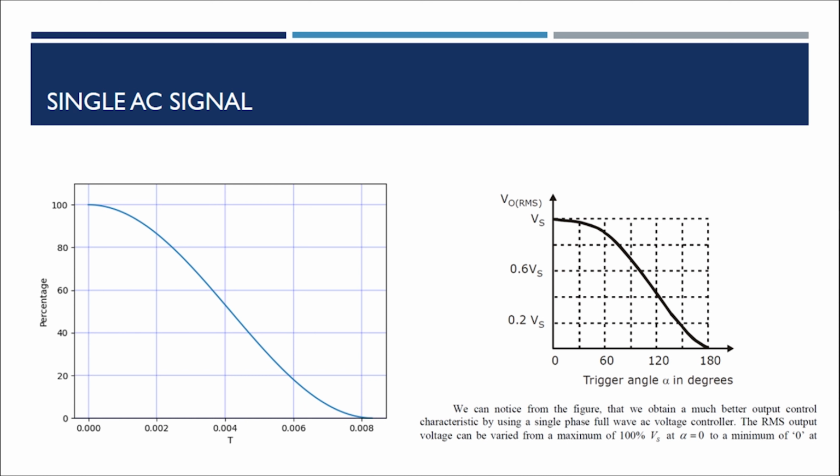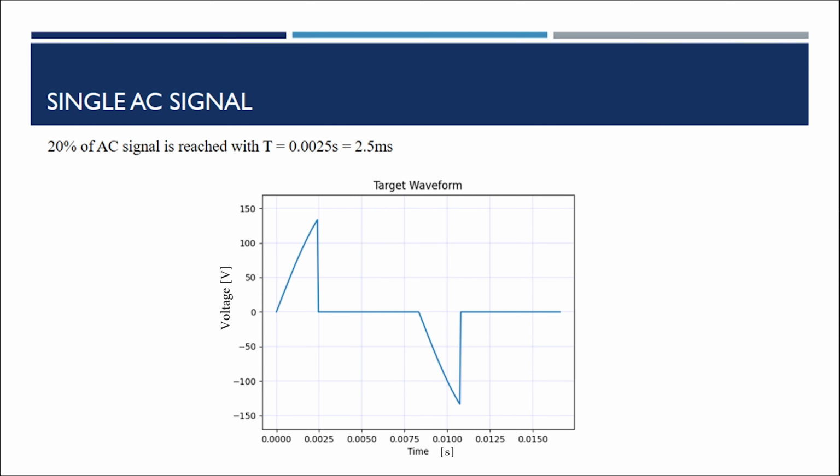I have created a Python script to simulate how the AC waveform would look like for a given desired percentage value. And here we can see the computation at 20%, here at 50%, and here at 70%.